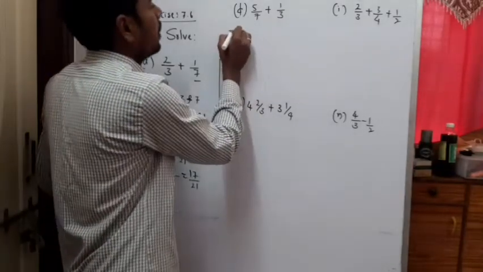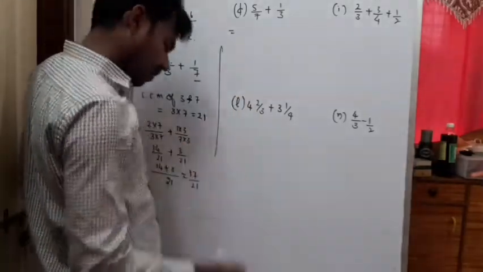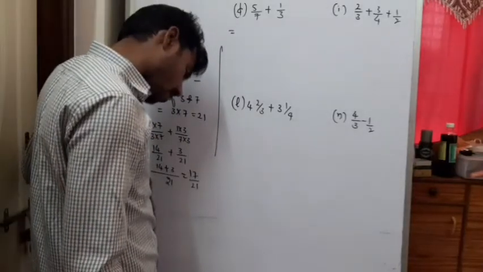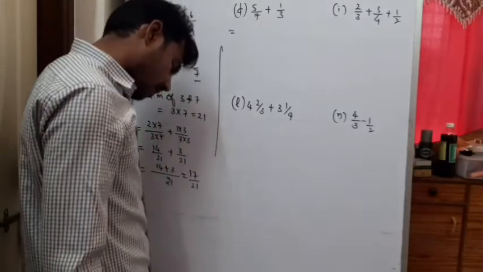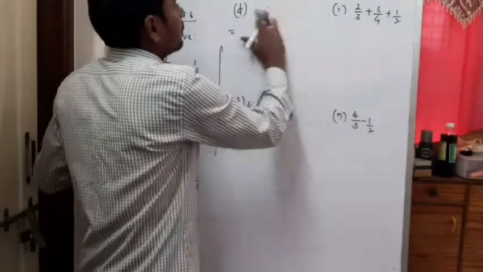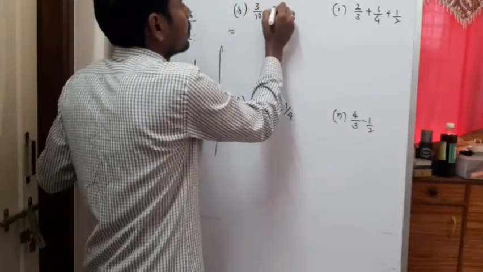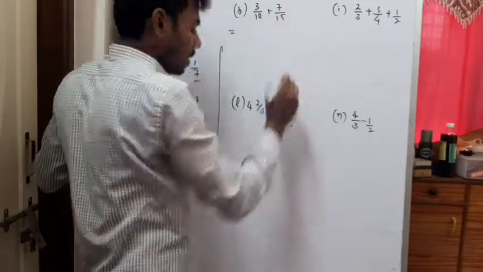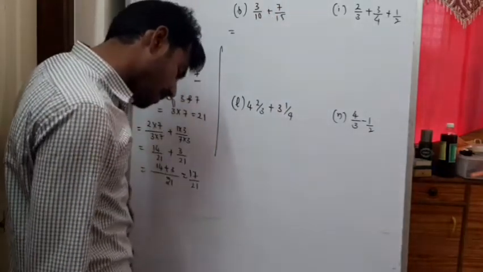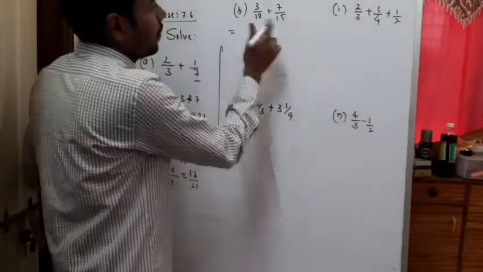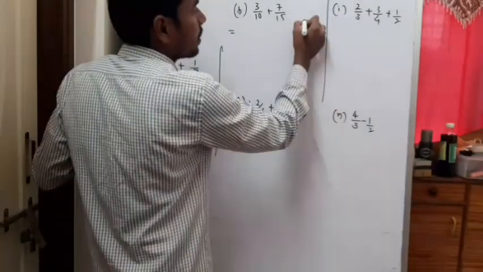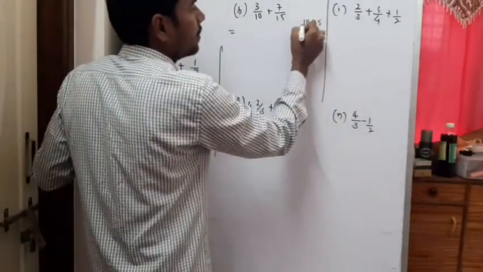Here, we need to do the same thing. Again, since the denominators differ, we will go for part B. 3 by 10 plus 7 by 15. So 10 and 15 have common factors. We'll go for the LCM. How will we find the LCM?